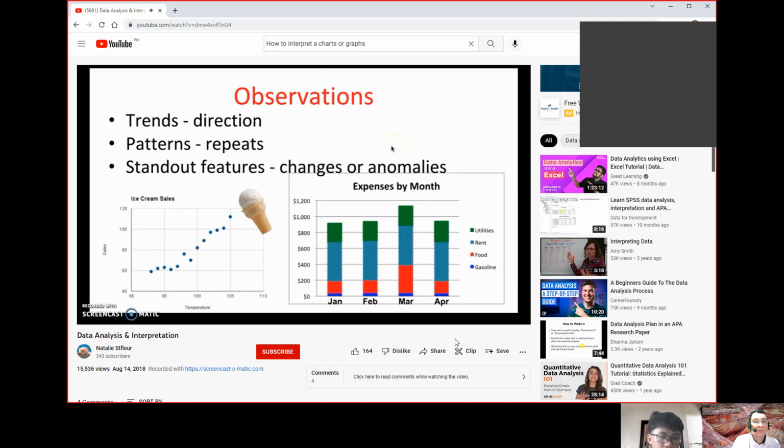Standout features are changes or anomalies. What I mean by change, if we look at the ice cream sales, there's only a small increase in the number of sales in this region of the graph with temperature. However, when we get to this region, there's a huge jump in the number of sales with the temperature. So that will be a change. The slope of this region of the graph is different than the first region. Anomalies are things that are out of the ordinary. So if you look at the expenses by month, you'll notice that the price for food is about the same in January, February, and April. Only in March, the amount that was spent on food is much larger. It's almost double.